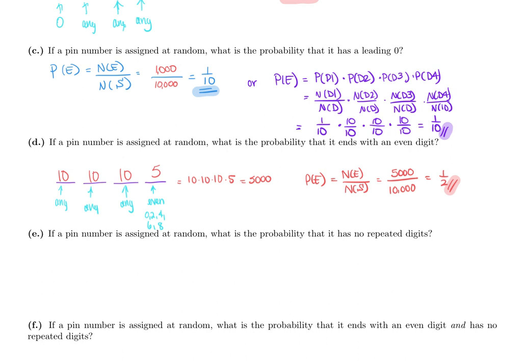And again, the other way you could have thought about this was 10 out of 10 times 10 out of 10 times 10 out of 10 times 5 out of 10. So that again would work the same way. Our probability of our event there would be 10 out of 10 times 10 out of 10 times 10 out of 10 times 5 out of 10, and you still would have gotten 1/2. In the same way that we would have found it above.